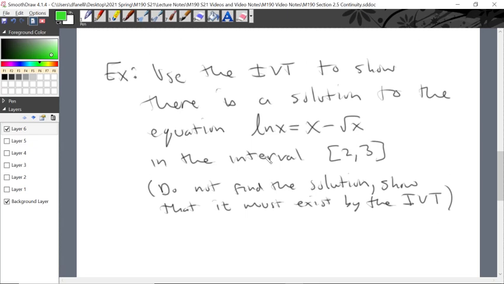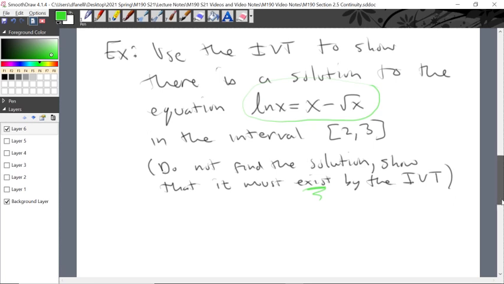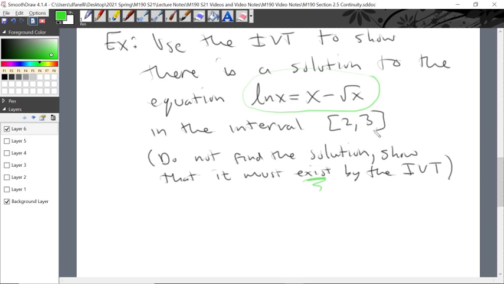So let's take a look at this example. Use the intermediate value theorem to show there is a solution to the equation natural log of x equals x minus root x in the interval 2 to 3. We're not being asked to find the solution to this equation. We're being asked to show that it exists. And the intermediate value theorem does that for us. The intermediate value theorem can tell us when a solution must exist on a closed interval, if we have a function that is continuous on that closed interval.